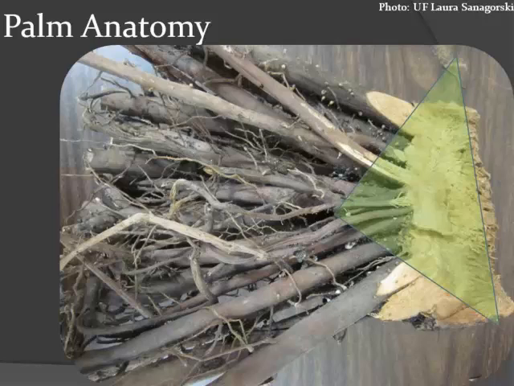At the bottom of a palm trunk is an area of inverted cone-shaped tissue. Basically, it's a triangle. This is known as the root initiation zone. Palm roots will grow longer and they will also branch throughout the life of the palm, but they don't grow thicker like the root systems of woody trees.